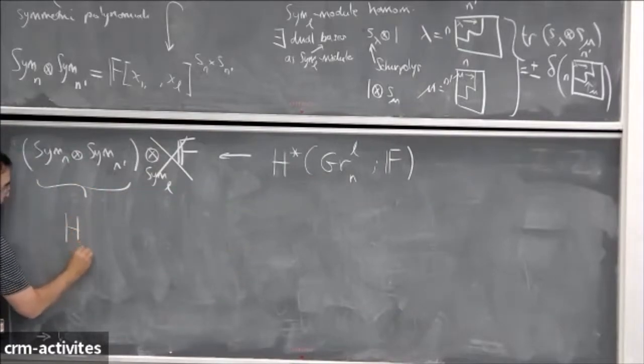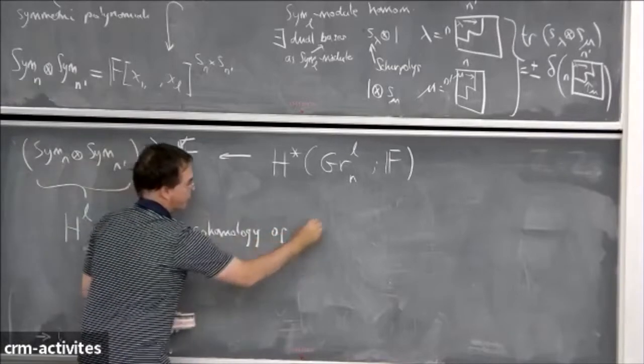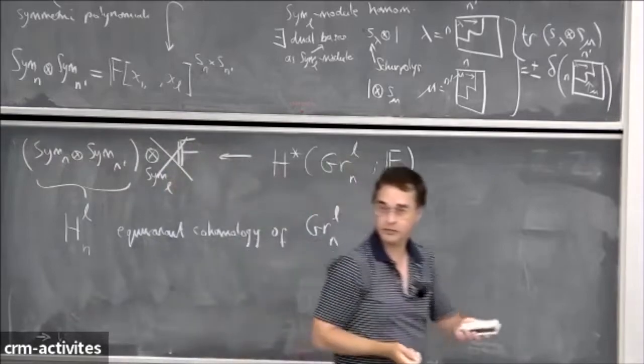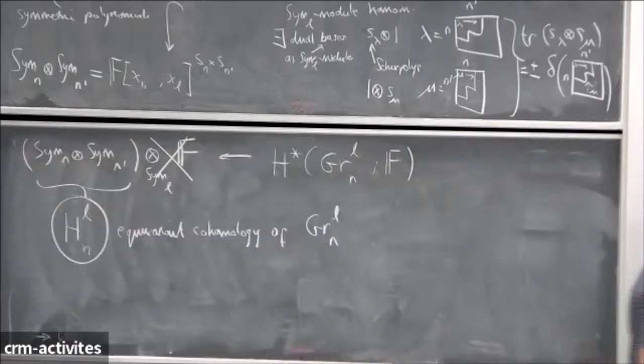If you remove the specialization and just focus on this algebra, which I'm going to denote from now on by H_{n,L} to make you remember that it's some cohomology, this is actually equivariant cohomology of the Grassmannian, not torus equivariant, but equivariant with respect to the whole reductive group GL_L. Okay, so that's the classical recollection.